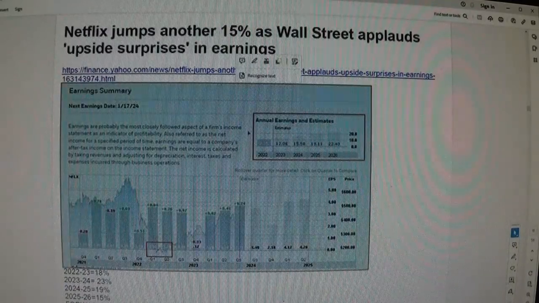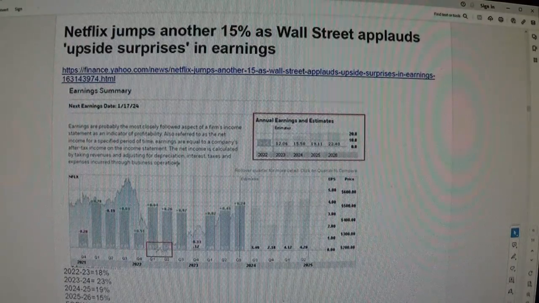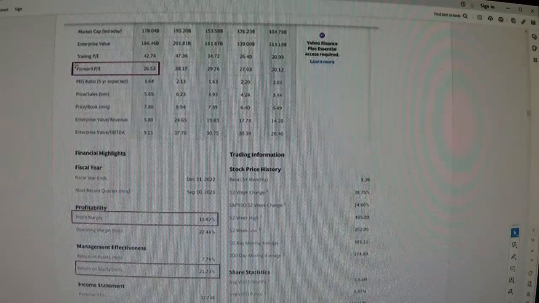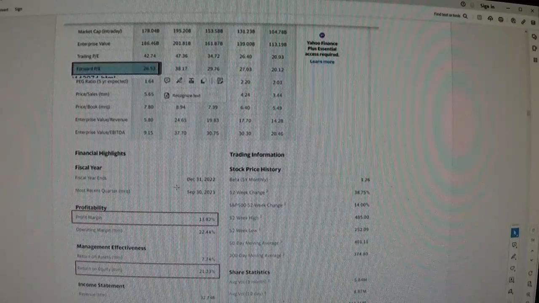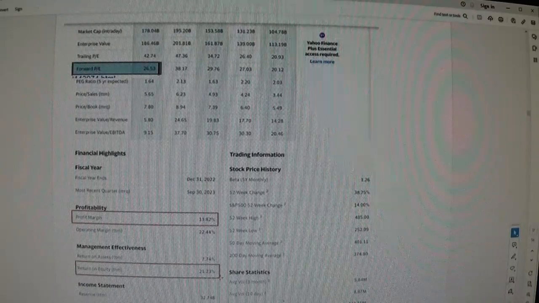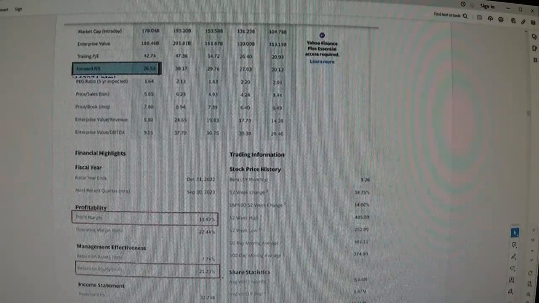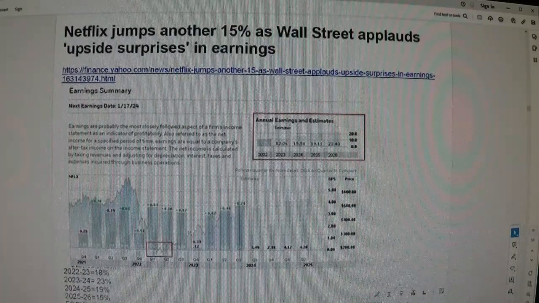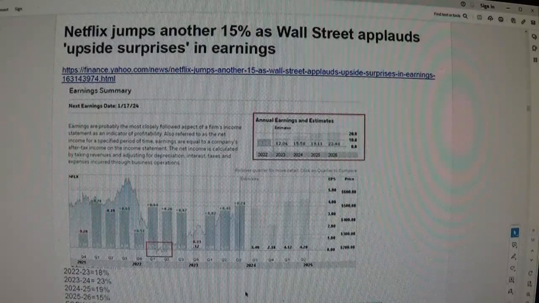But they are the biggest streaming company around right now. Let's look at some of the statistics. Their forward PE is 26, and the profit margin is 13, and these all meet the criteria that we're looking for. So whenever something comes close like this, I like to look at it and say, this is super close to what I would want to buy, but we have to wait for it to be fair value before I would want to start looking at it.